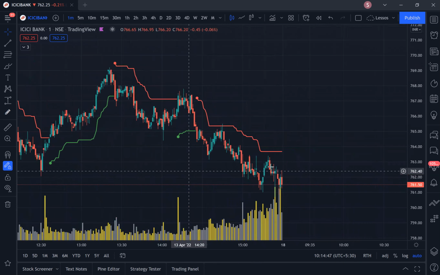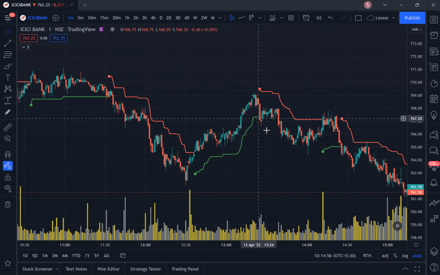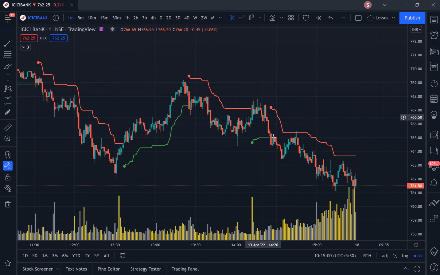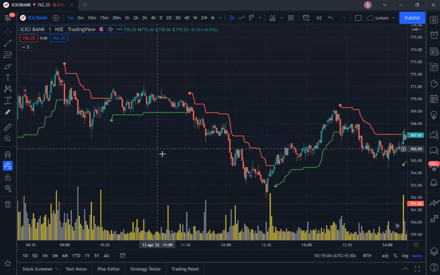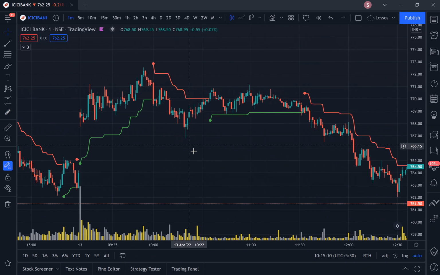So as you can see here, whenever this turns green, you can take an entry over here and then you can exit the moment it turns red. But you see, in this case it turns green, and if you take it, the trade comes down. So there are a lot of whipsaws in case of a super trend indicator. You can minimize these whipsaws by using moving averages, as I've mentioned before.